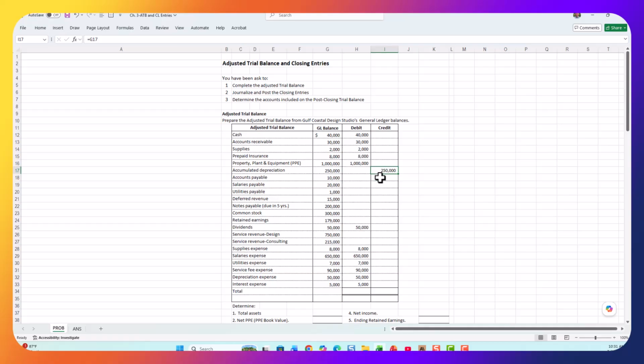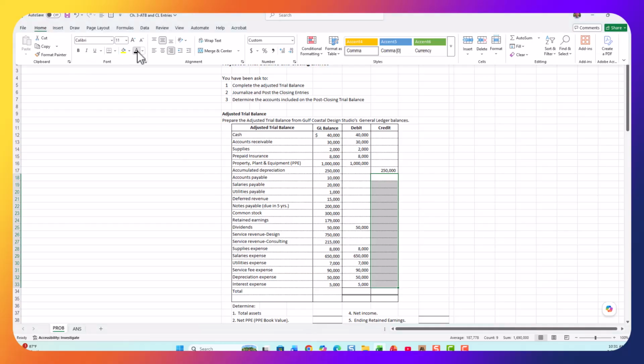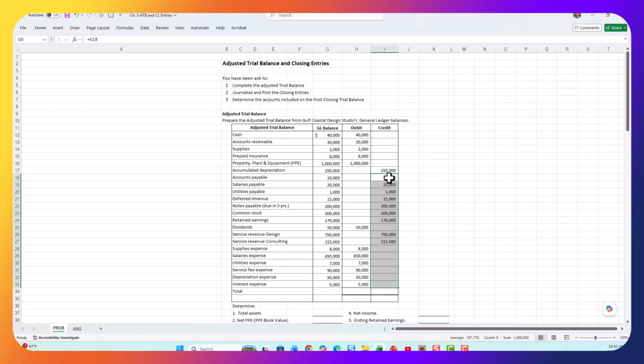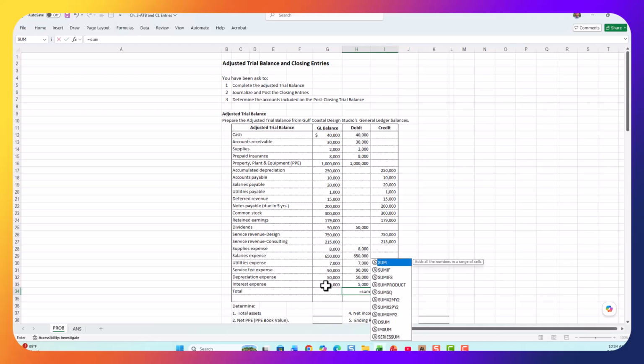Liabilities, common stock, retained earnings, and our revenue accounts go on the credit side. You may want to pause the video at this point in time and make certain you understand why each balance is where it's located. Now let's add up our debit and credit columns. As you see, debits and credits both land at $1,940,000. They match. Our adjusted trial balance is in balance, and we're ready to move forward.